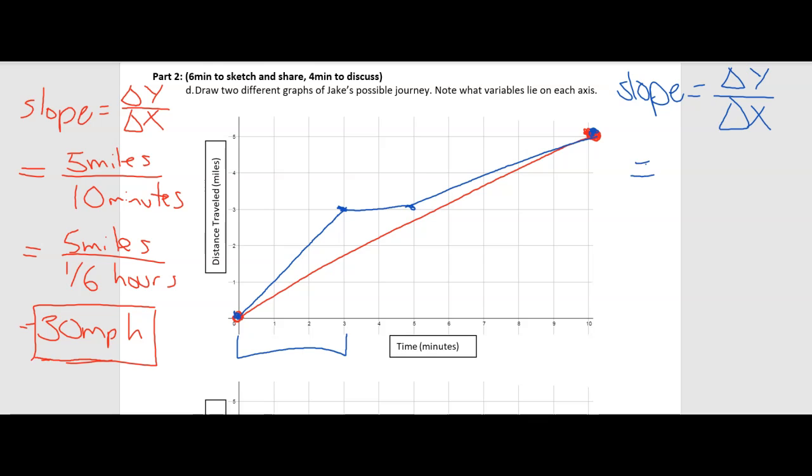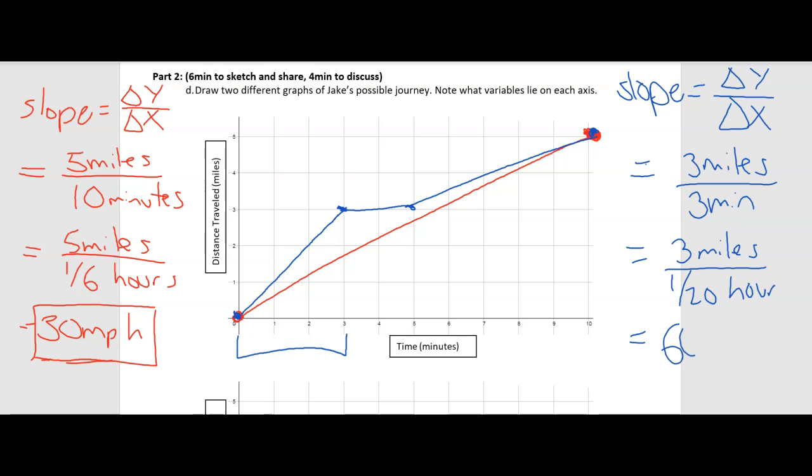The change in y over this interval is 3 miles. Again, I'm just doing from 0 to 3 on the x-axis. And the change in x is 3 minutes. Now we do need to convert minutes to hours. So I'm going to have 3 miles divided by 1/20th of an hour. And that's going to give me 60 miles per hour.